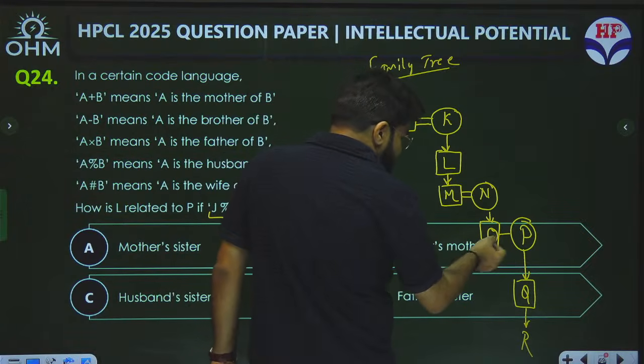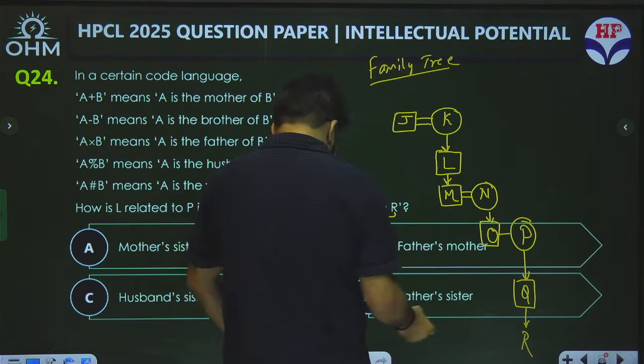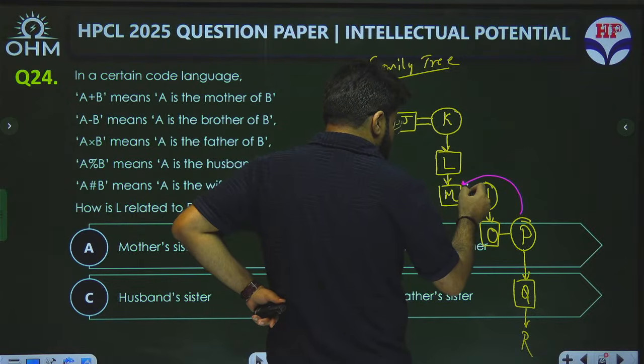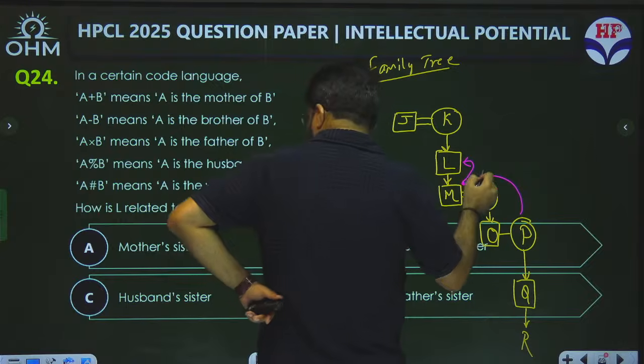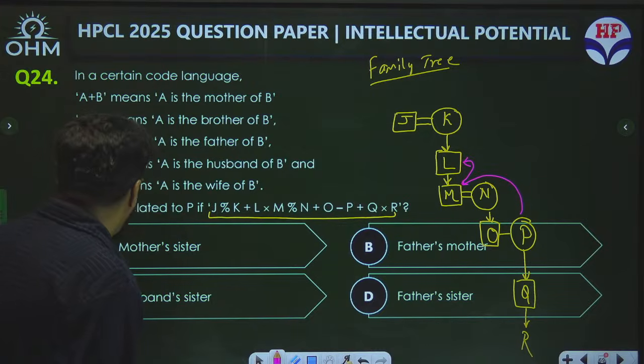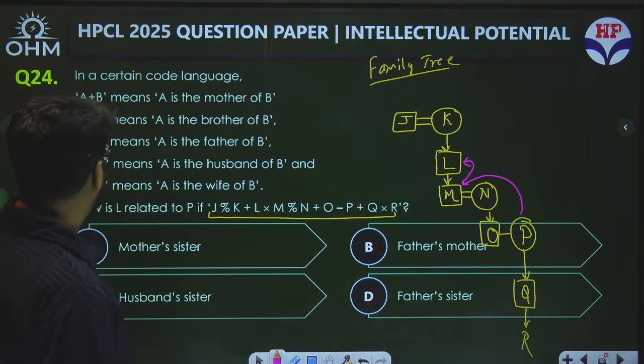Now see, P and O are siblings. Siblings means children of the same parent, so M and N are the parents. N has a father, and M's father is L. They are asking how L is related to P. The father's father. Hmm, how is L related to P? I'll have to recheck.